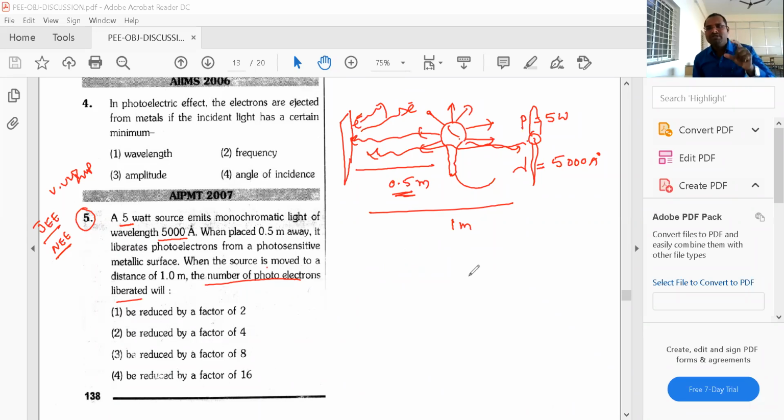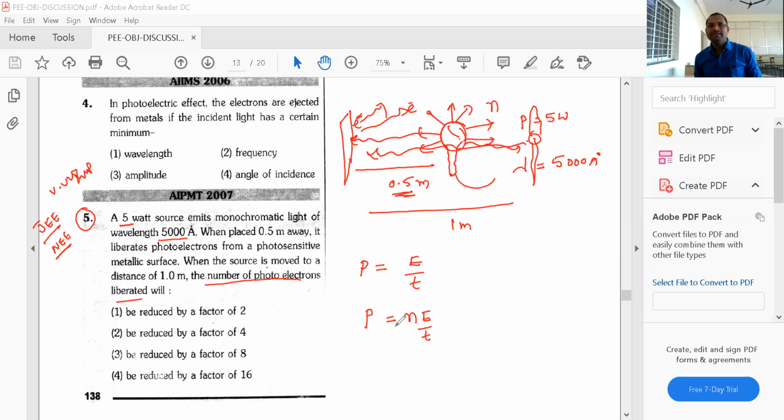Now, before doing this, I need to clear one concept. Already I have explained it while discussing this chapter. We know power. Power is nothing but energy upon time, or work by time. So this is the power due to one photon. If n number of photons are ejecting out, then total power P will become n into the energy of each photon upon time.